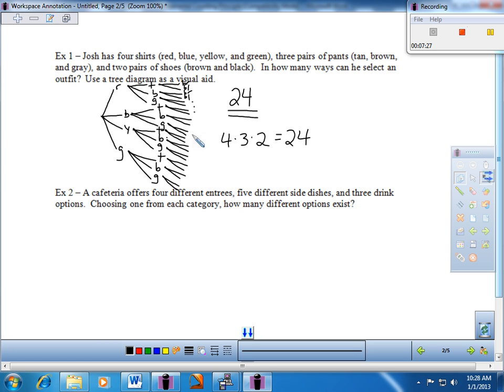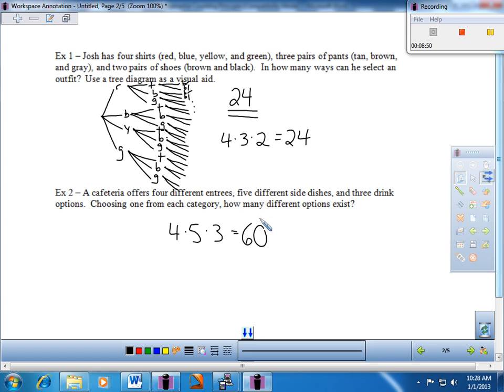I have to pick an entree, I have to pick a side dish, and I have to pick a drink. So I just think about the number of ways that I can perform each of those tasks. So when I pick an entree, there are 4 ways that I can pick an entree. Then I have to pick a side dish, and there are 5 ways to pick a side dish, 5 possibilities for the side dish. And then I have to pick a drink, that's my third task, and there are 3 possibilities for a drink. And I do 4 times 5 times 3, and not too much issue there. I end up getting 60 different options or 60 different possibilities for this meal.